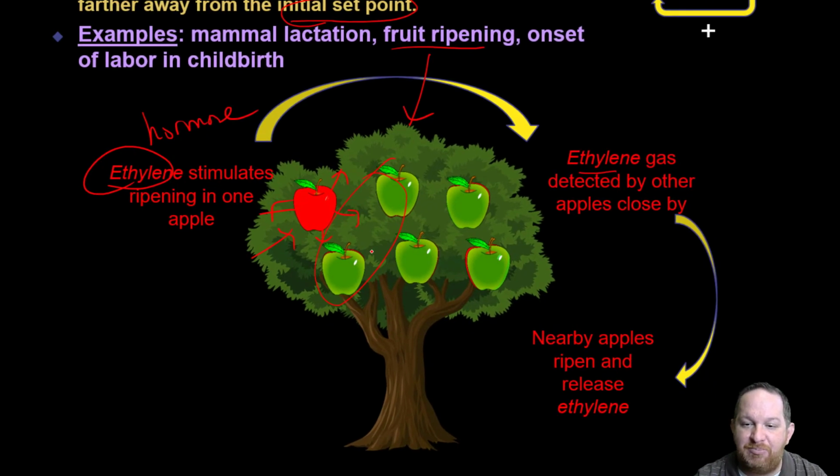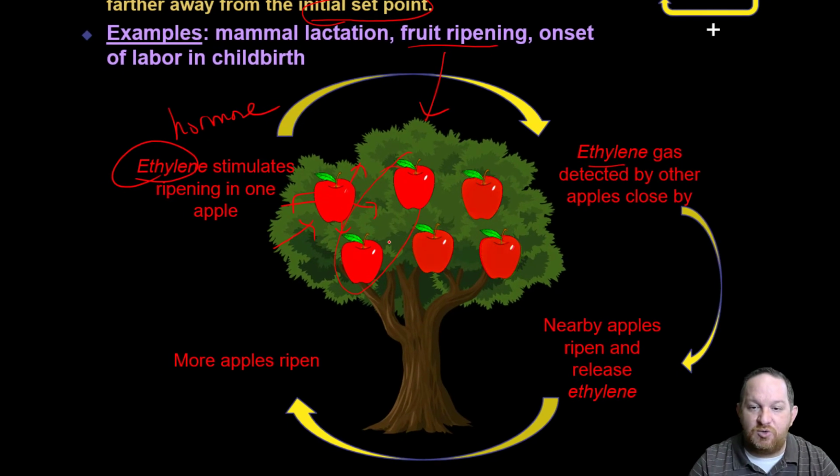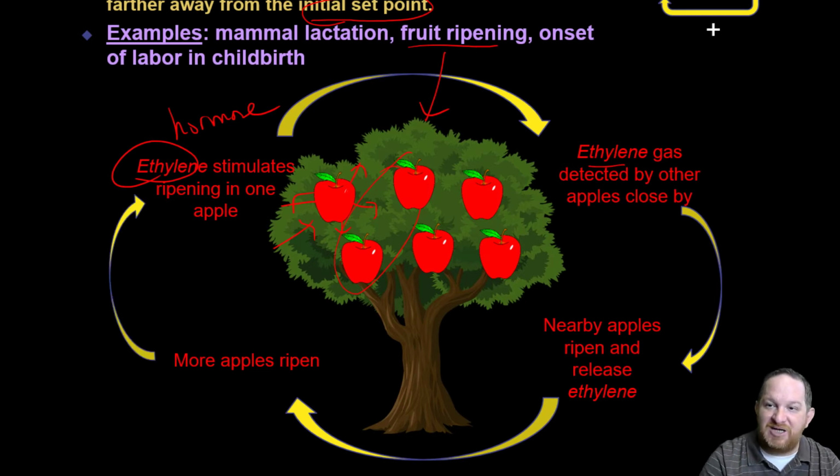Well, what do you think is going to happen there? Those nearby apples, because they have now sensed the ethylene, will release their own ethylene and start to ripen as well. And then because this is a positive feedback loop, more and more apples will continue to ripen. They will get that ethylene gas, and the cycle, this positive feedback, just continues on and on until, of course, all of the apples have ripened.